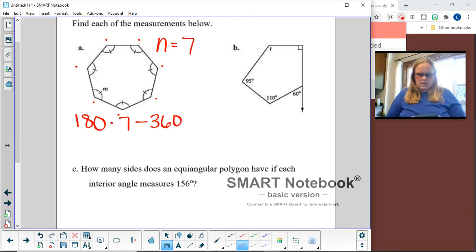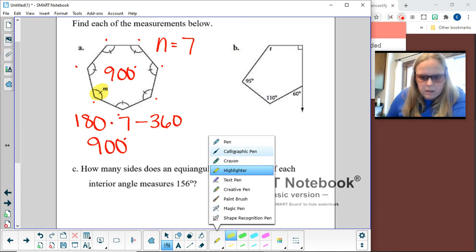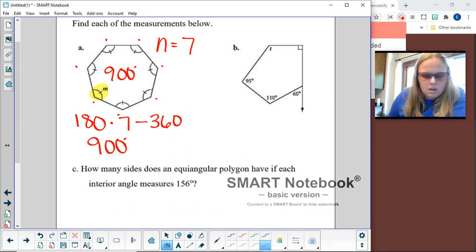All right, 180 times 7 equals, subtract 360 equals, I got a total of 900. Okay, so inside here, there's a total of 900 degrees. Now, if you notice, they've got a little m here, and that is asking only for the measurement of that corner. So if I have 7 corners, and they are all marked as congruent, I need to take that 900 and split it evenly into 7 pieces.